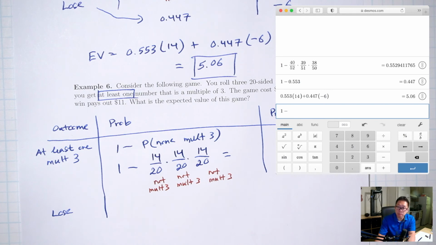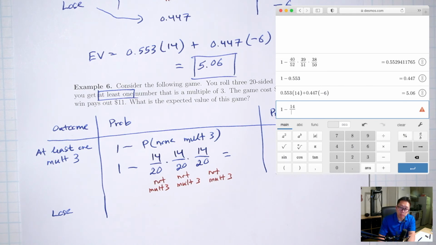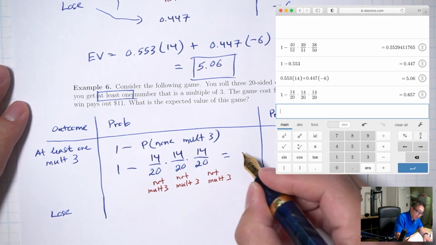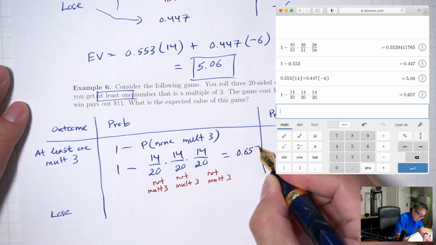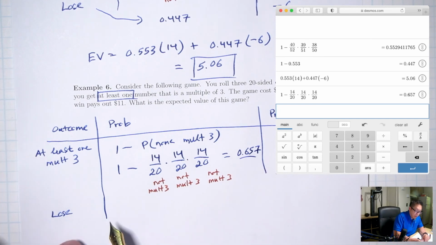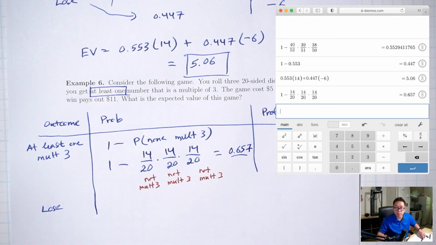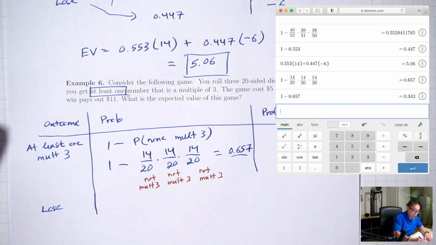All right, let's calculate that. 1 minus fraction 14 over 20 times fraction 14 over 20 times another fraction 14 over 20. And this is 0.657. And then for lose, it's the missing number. Just do 1 minus 0.657, which is 0.343.